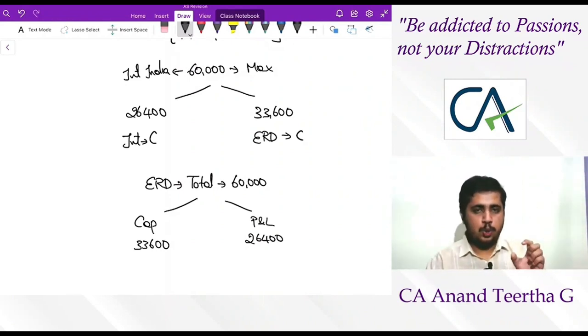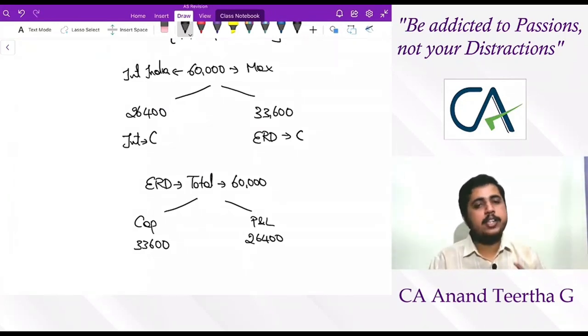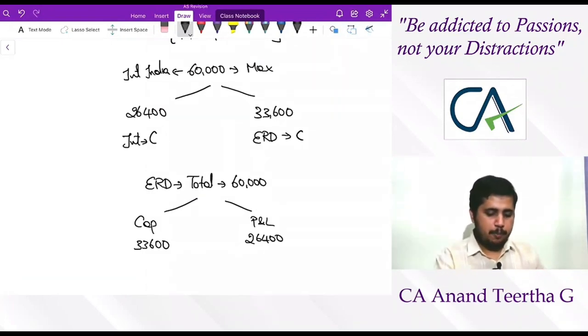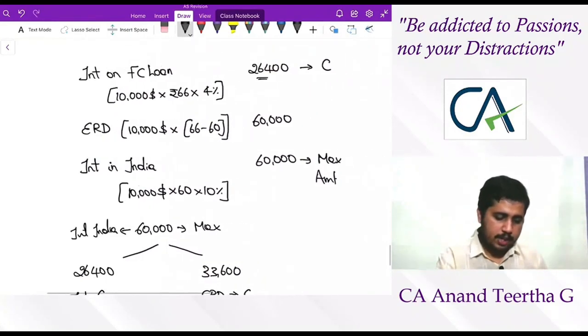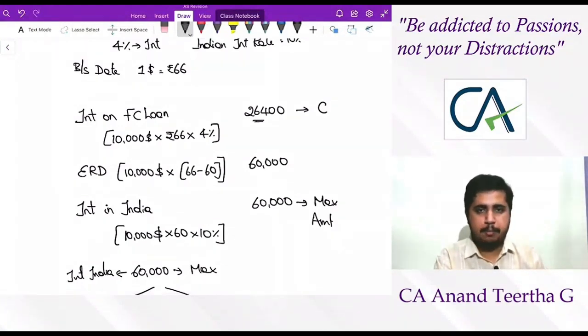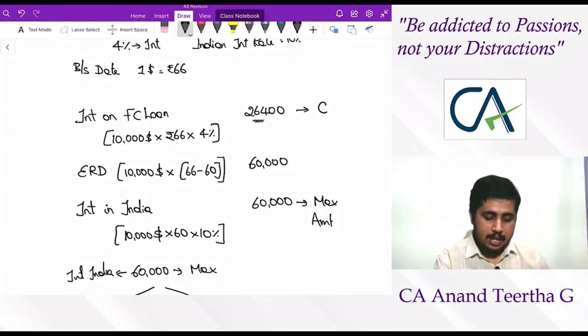Okay, so total ERD, how much you have, part of it will be capitalized, part of it will be transferred to P&L. So that is how you have to deal with ERD capitalization requirement. Okay, so basically, if you just recall it again, first, in foreign currency interest is always allowed to be capitalized. So that will be capitalized.